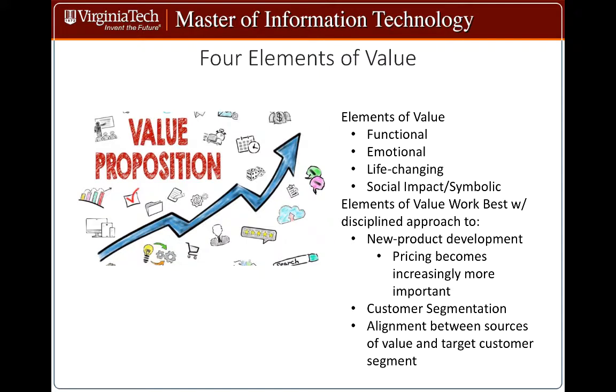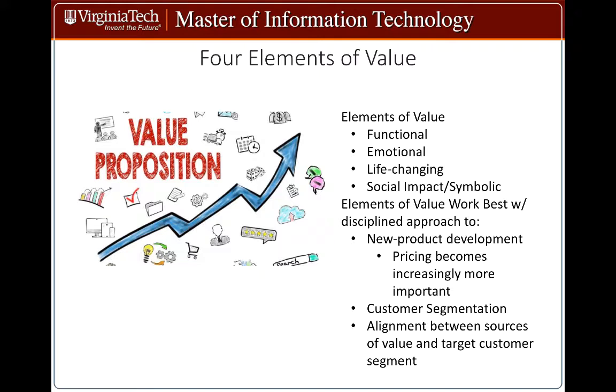And then lastly, social impact or symbolic reasons, where a person can engage in some kind of consumption behavior that would drive social impact. And so again, as you read through these elements of value, they are going to work best if we can use them to create a disciplined approach to moving from early markets to mainstream markets.